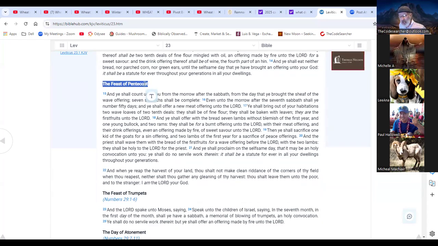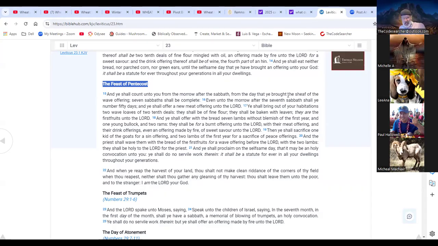However, in the Hebrew, it is not called Pentecost. It is called Shavuot, which is translated in English as Feast of Weeks, because we are counting weeks. Watch. And ye shall count unto you from the morrow after the Sabbath, from the day that ye brought the sheaf of the wave offering. We're talking about the barley there, right? And by the way, barley and wheat are not harvested at the same time. They may have overlapping growth periods, but they are not harvested at the same time.